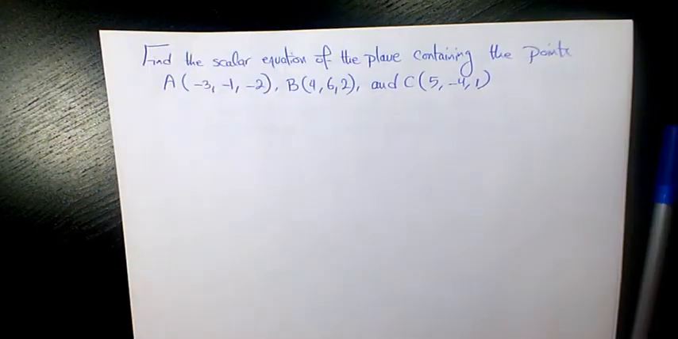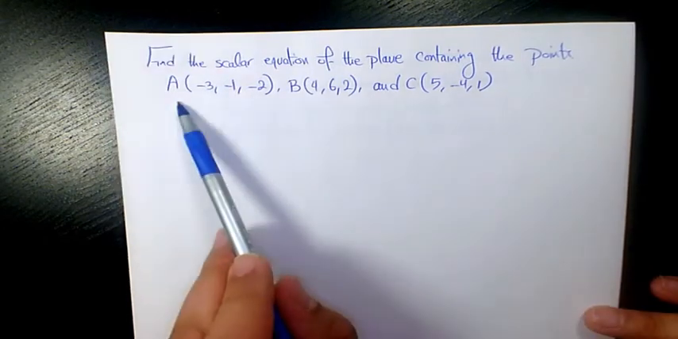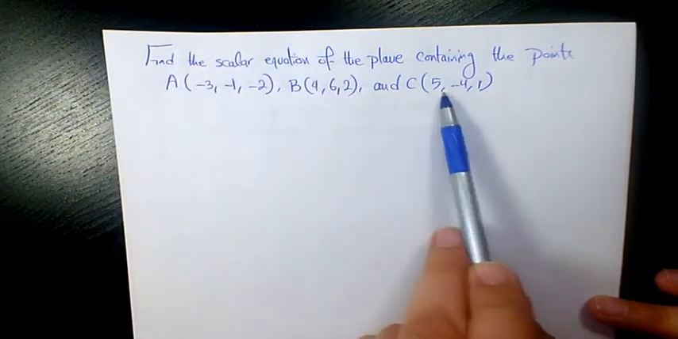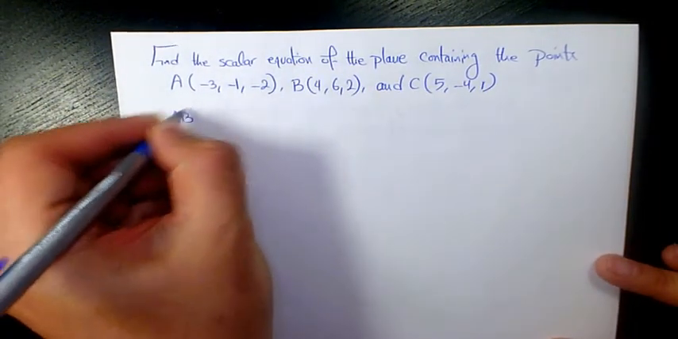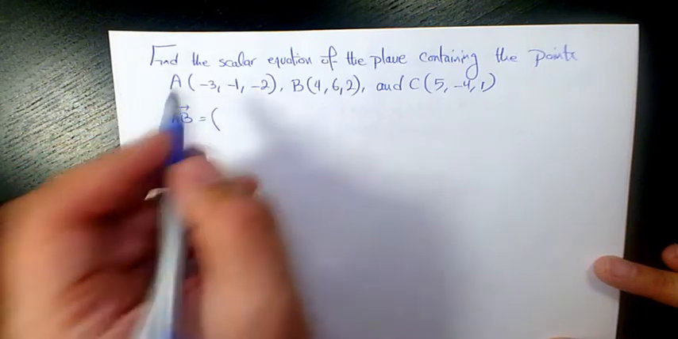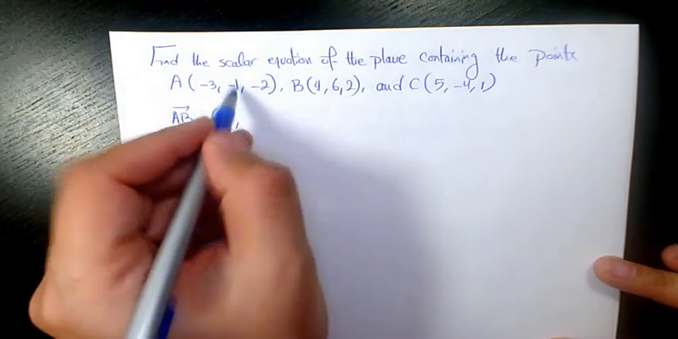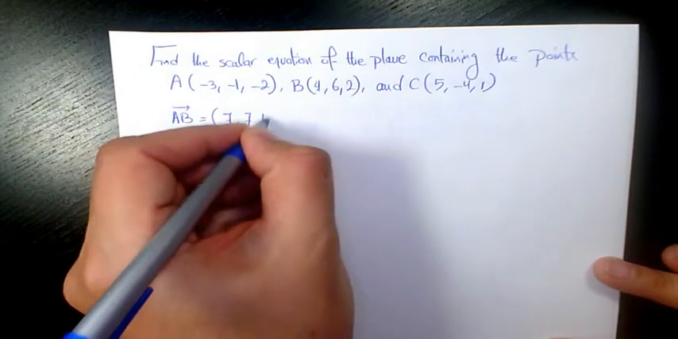Now, next example, it says, find the scalar equation of the plane containing points A, negative 3, negative 1, negative 2, B is 4, 6, 2, and C is 5, negative 4, and 1. So I can say, let's find two vectors on the plane, AB, which is 4 minus negative 3, which is 7, 6 minus negative 1, which is 7, 2 minus negative 2 is going to be 4.